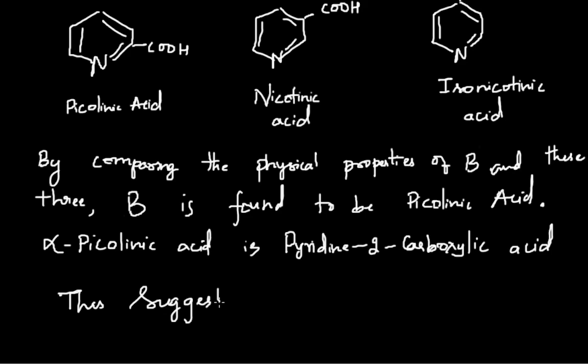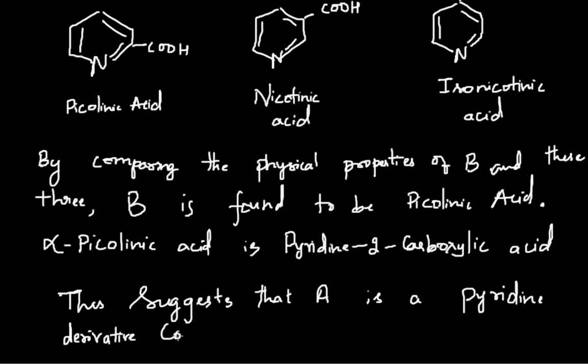So what does this suggest? This suggests that your A is a pyridine derivative containing a side chain at 2 position only.